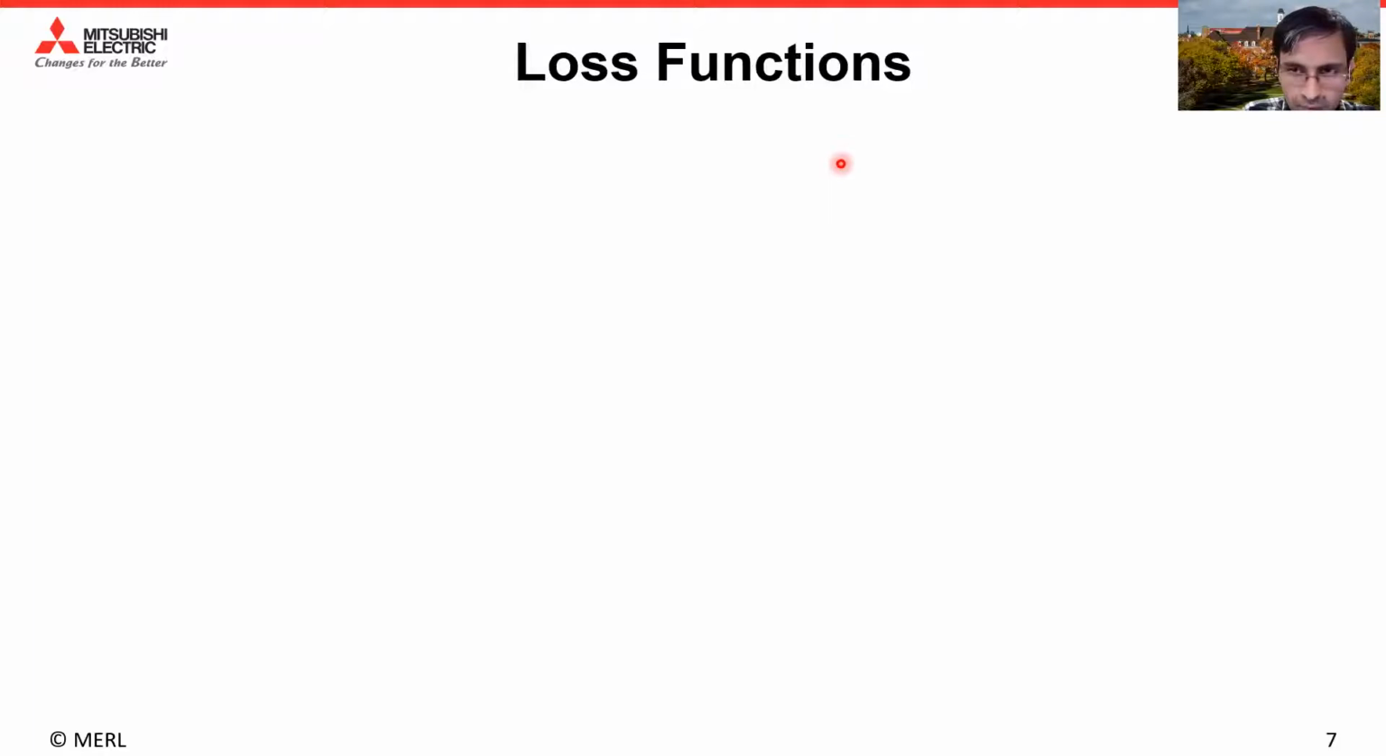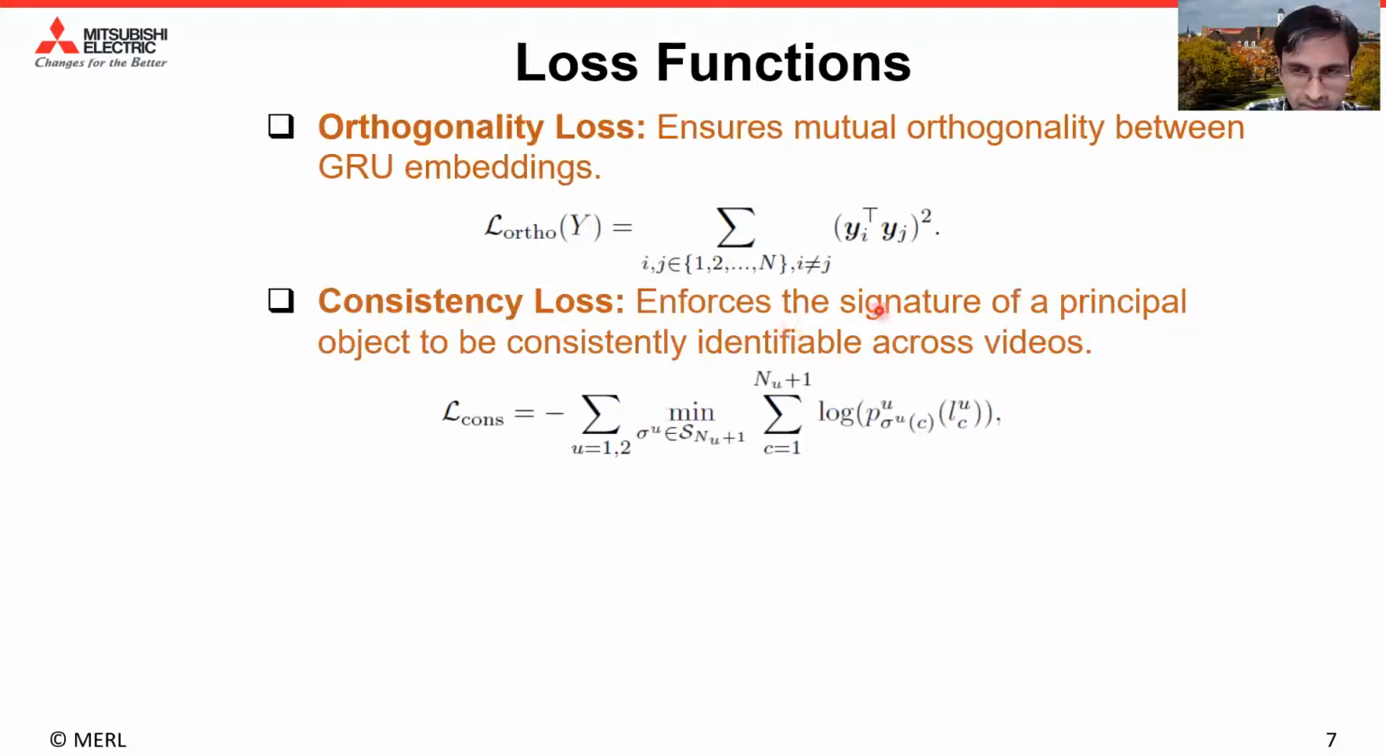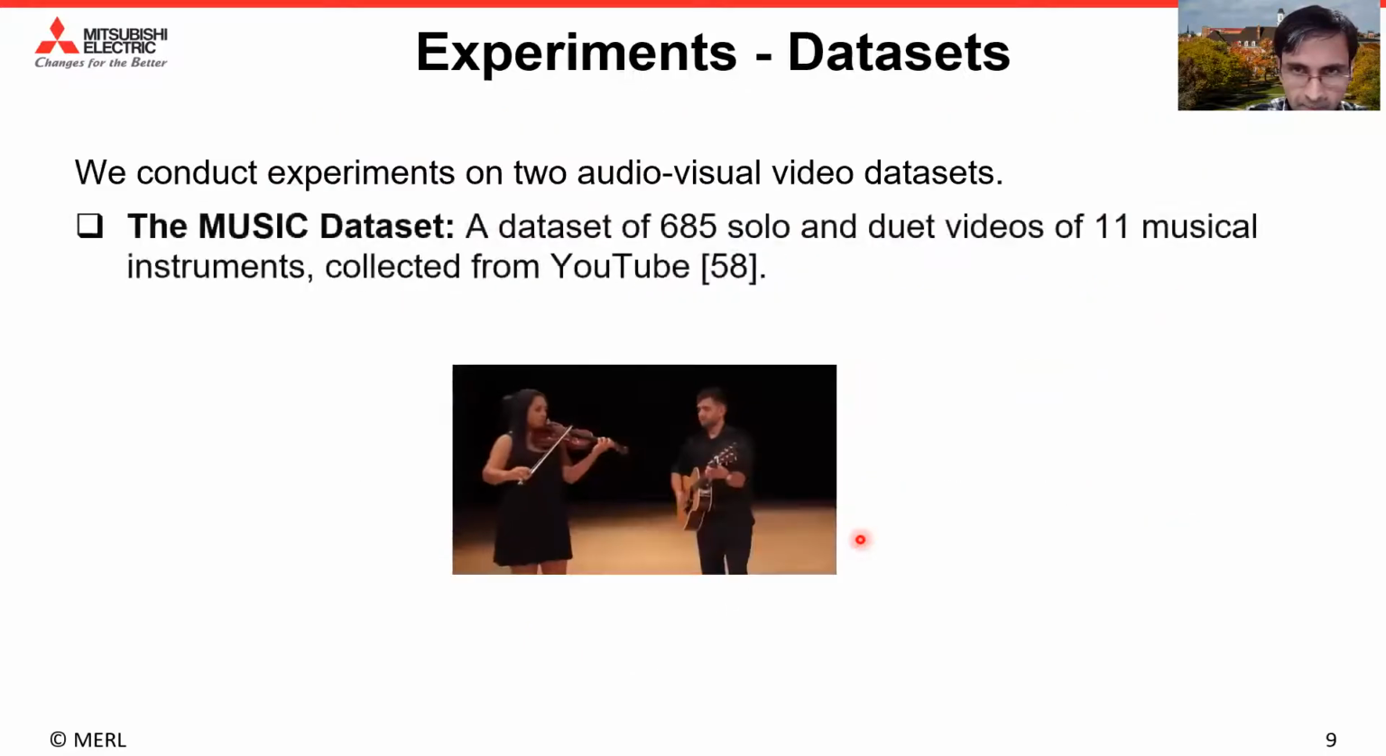We train this model with a weighted combination of three key loss terms. The first one is orthogonality loss, the next one is a consistency loss, and the final one is the co-separation loss. We conduct experiments on two audiovisual datasets.